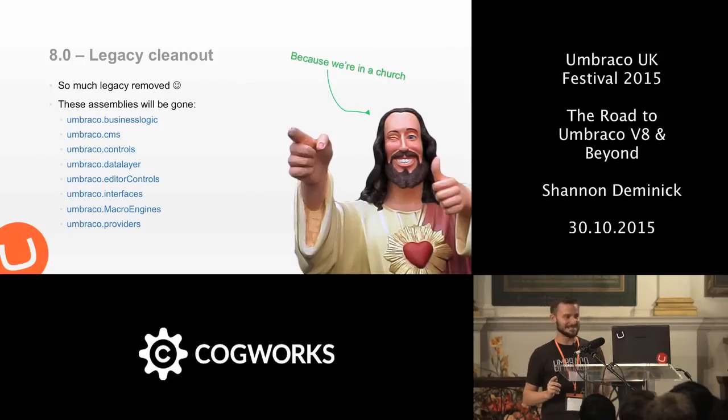These assemblies will actually be gone. The business logic one that you guys love to hate. CMS, controls, which actually doesn't do anything right now. Data layer, editor controls also doesn't do anything in V7. Interfaces is an odd one because it contains about 10 interfaces that are weaved through the code but never used. Macro engines also doesn't do anything right now, and Umbraco providers is legacy and shouldn't be used.